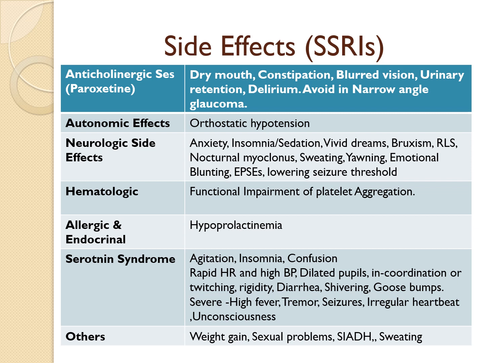endocrinal effects such as hyperprolactinemia. The person can have serotonin syndrome, which is a fatal syndrome due to TCA or SSRI, and this condition should be treated in ICUs. The symptoms are agitation, insomnia, confusion, rapid heart rate, high BP, dilated pupils, twitching, rigidity, and can have irregular heartbeats, seizure, and unconsciousness. Other side effects are weight gain, sexual problems, and SIADH, similar to TCAs.